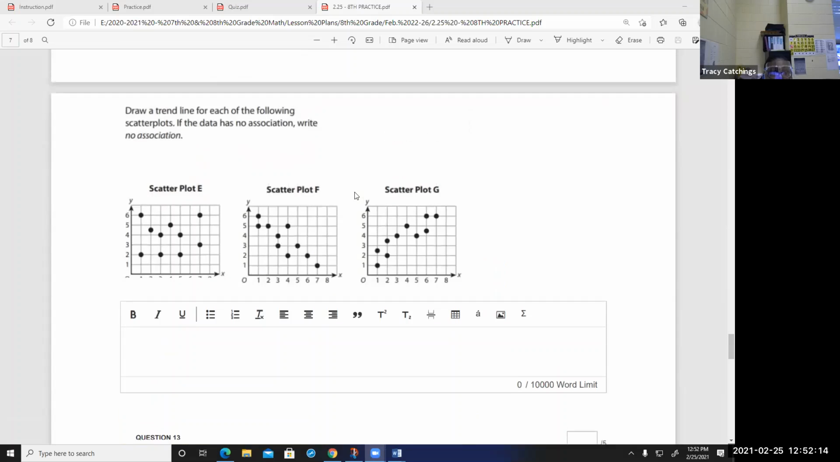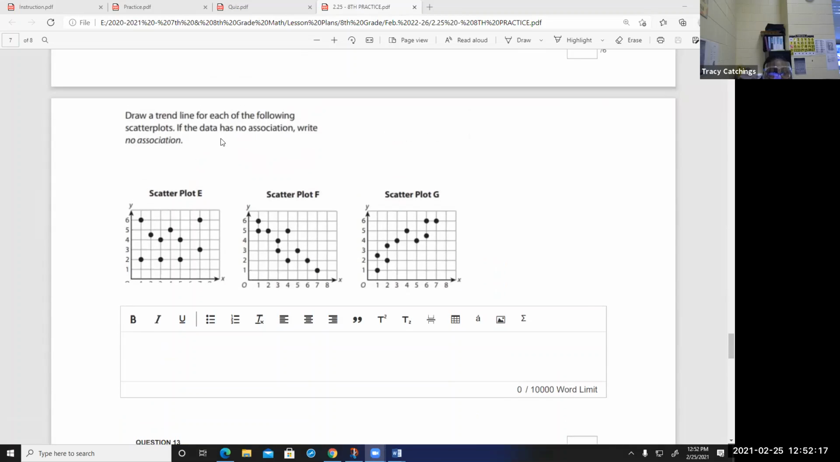All right. Number 2 said draw a trend line for each of the following scatter plots. If the data has no association, write no association. So let's look at E. What would you say? All right, what about F? What kind? Negative association? About between what points could I possibly draw that line?